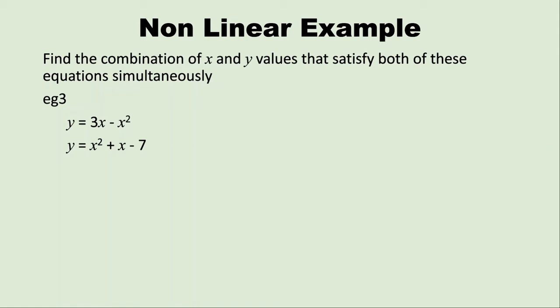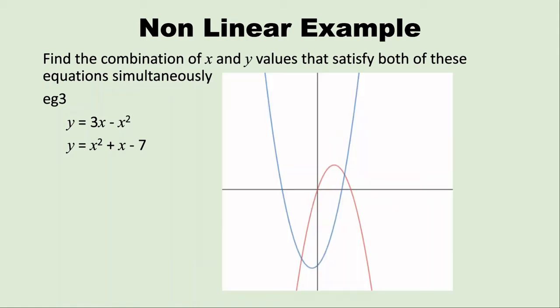Once again, I've got two equations and they're both quadratics. They will both be parabolic curves. But this time I've got one positive parabola and one negative parabola. Can you tell which one's the negative one? Should be this one here because it's got the negative x squared term. So that means that this is the positive parabola.